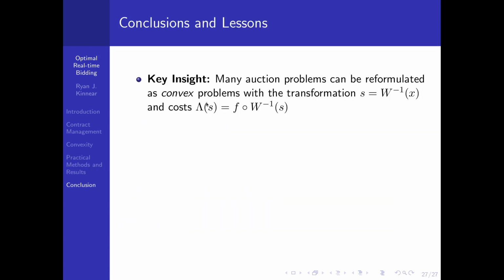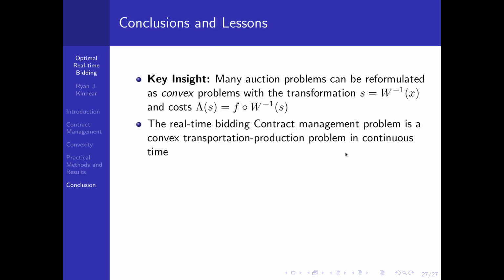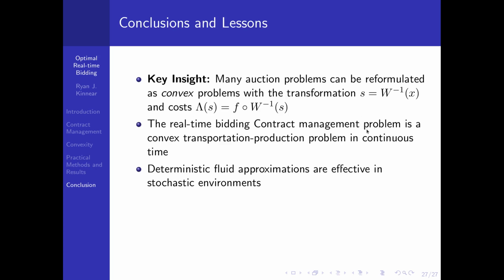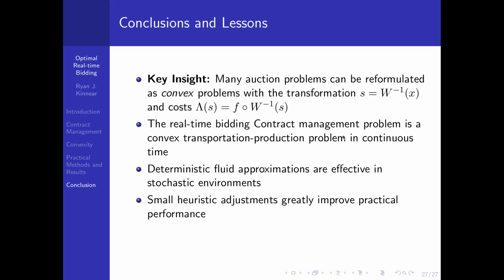I consider the key insight to this whole thing to be this convexity. So I think that this convex transformation can apply to a lot of different optimal bidding problems. And essentially, this contract management problem is just equivalent to some convex transportation production problem. That's the paper.